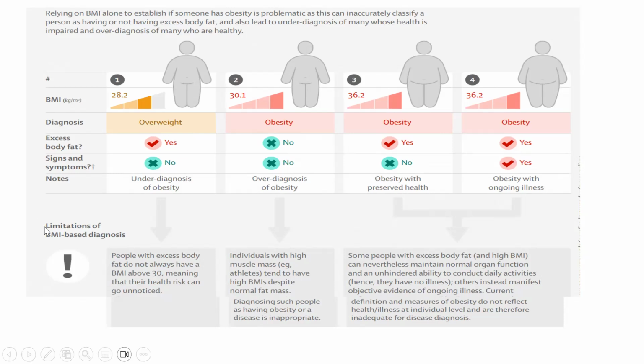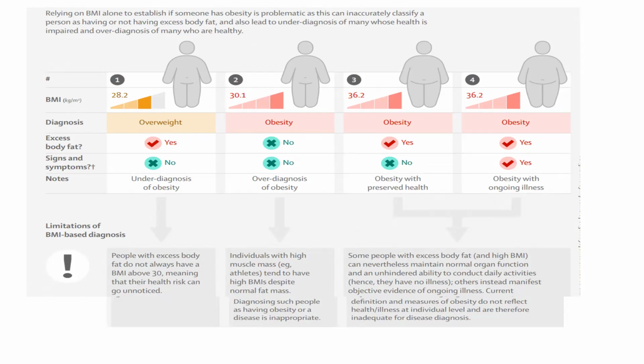Now, what are the limitations of this BMI-based diagnosis? People with excess body fat do not always have a BMI above 30, meaning that their health risk can go unnoticed, as in case scenario 1. What about case scenario 2 here? Individuals with a high muscle mass, for example athletes, tend to have a high BMI, so they don't have excess body fat, they don't have signs and symptoms of obesity, and they are just overdiagnosed as being obese.